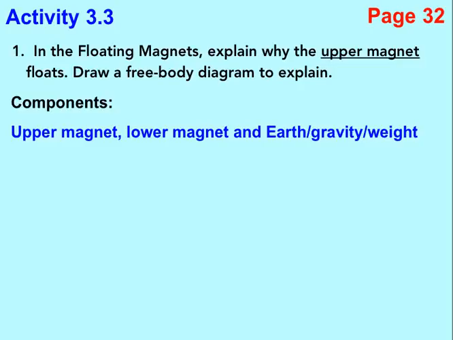So, in the floating magnet, this is where we had the magnet in the test tube. What you need to do is draw a free body diagram to explain how it's moved. In your book, it really doesn't explain this too well, but you'll really only need a free body diagram. Back in lesson 2, you already explained in words why it moves, and you already looked at the forces. Now you're going to practice drawing free body diagrams. So you're going to have the upper magnet, the lower magnet, the earth and gravity and weight. These were all the various things that were involved.